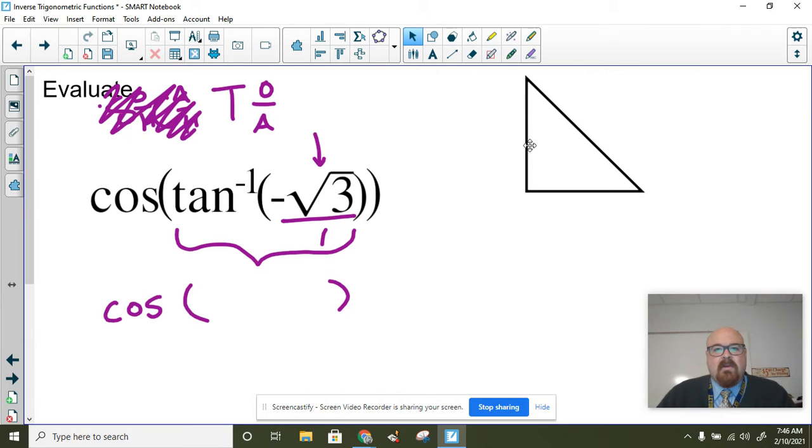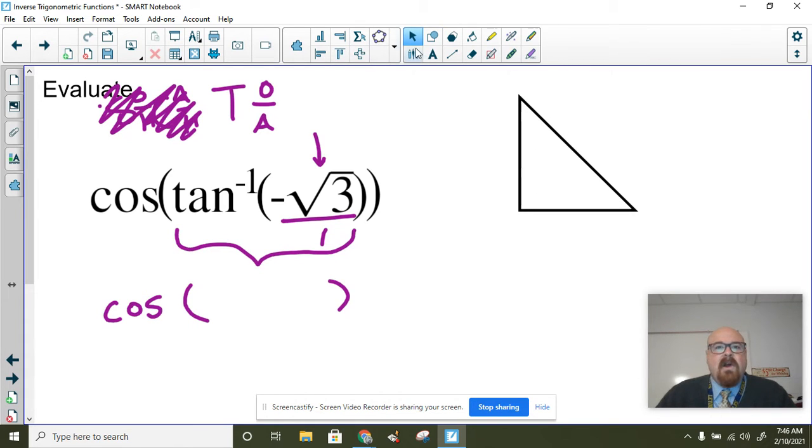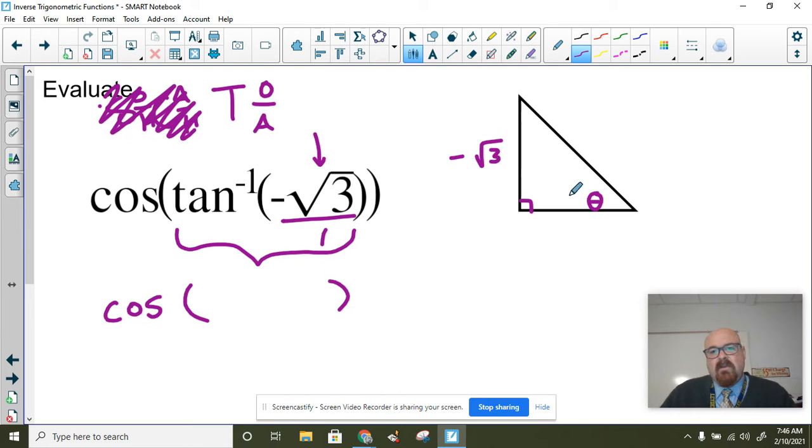So if I choose to do this with a right triangle, I'm just going to draw it like this. It's not going to be perfect, and the measurements aren't going to be drawn to scale. But what we're saying is there is an angle in a right triangle, and if you take the tangent of that angle, you get negative radical 3 over 1. So if it's negative radical 3 over 1, that's the opposite side of the angle over the adjacent side. The opposite side here, we can label as negative radical 3.